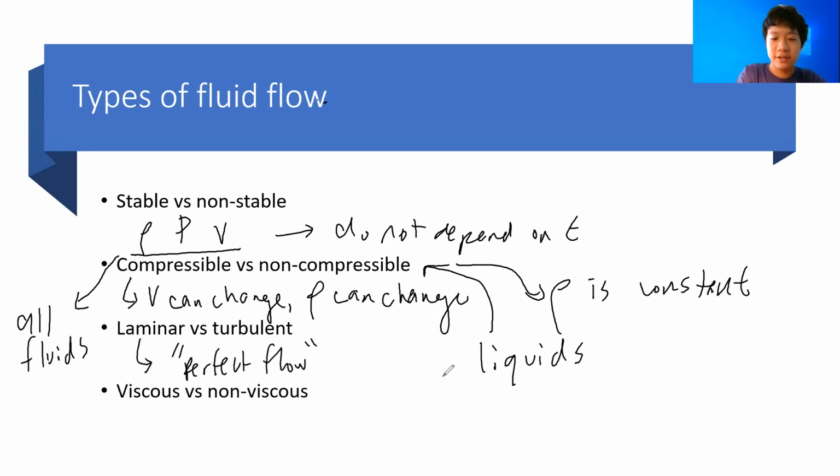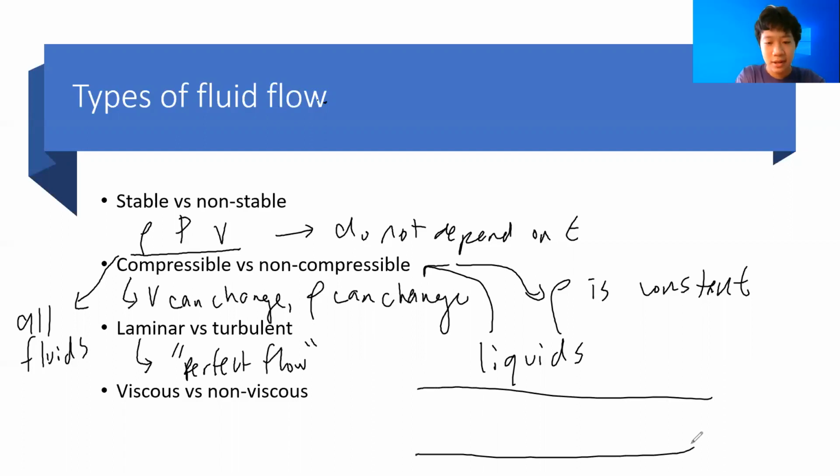And this perfect flow is when, let me draw a little tube here. If the velocity of the fluid is this way, then laminar flow means that every single molecule in this fluid is going in a straight path perfectly, parallel to the tube. Everything is perfect, they're not interfering with each other. Every single molecule is going in the correct path. So that's laminar or perfect flow.